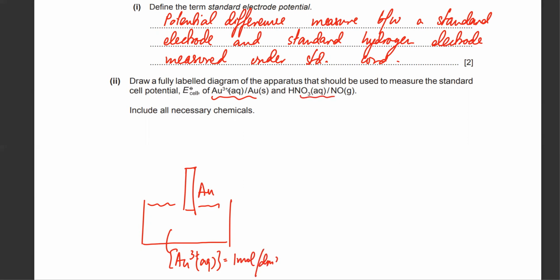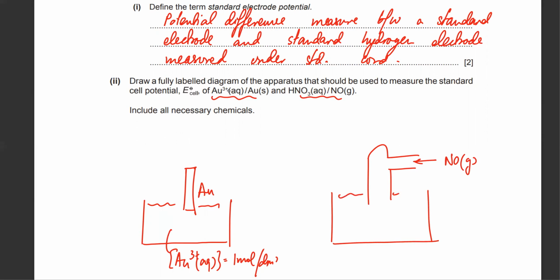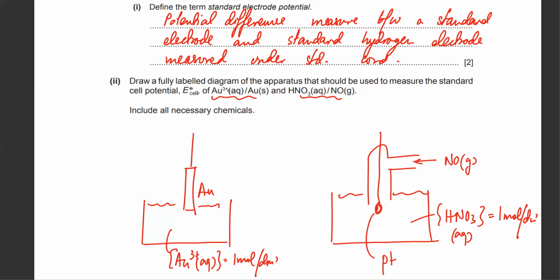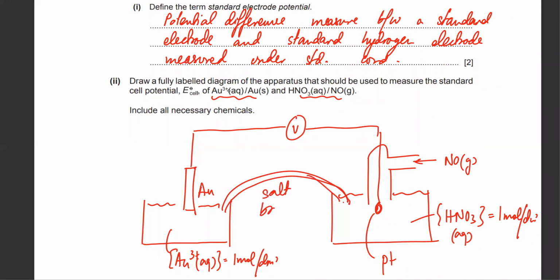The Au3+ aqueous solution would have a concentration of 1 mole per dm cube. The other one involves a gas, so it's got to be a gas jar. There is NO gas coming in, and there's going to be nitric acid, which is aqueous, with a concentration of 1 mole per decimeter cube. Whenever you have a gas electrode, there's going to be a platinum electrode. You connect the two together and measure the voltage between the two. And there's going to be a salt bridge, and you'll label the salt bridge as well.